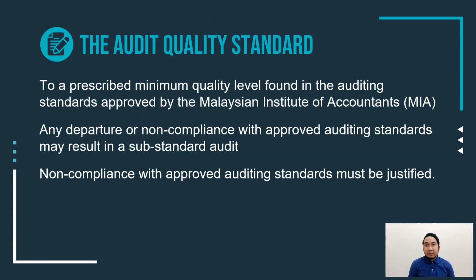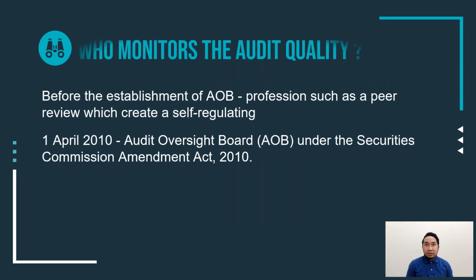In Malaysia, audit must be performed according to the prescribed minimum quality level found in the auditing standards approved by the Malaysian Institute of Accountants (MIA), and any departure or non-compliance with approved auditing standards may result in substandard audit, and non-compliance with approved auditing standards must be justified. The quality of external audit is monitored by the profession, such as peer review, which creates a self-regulating system.